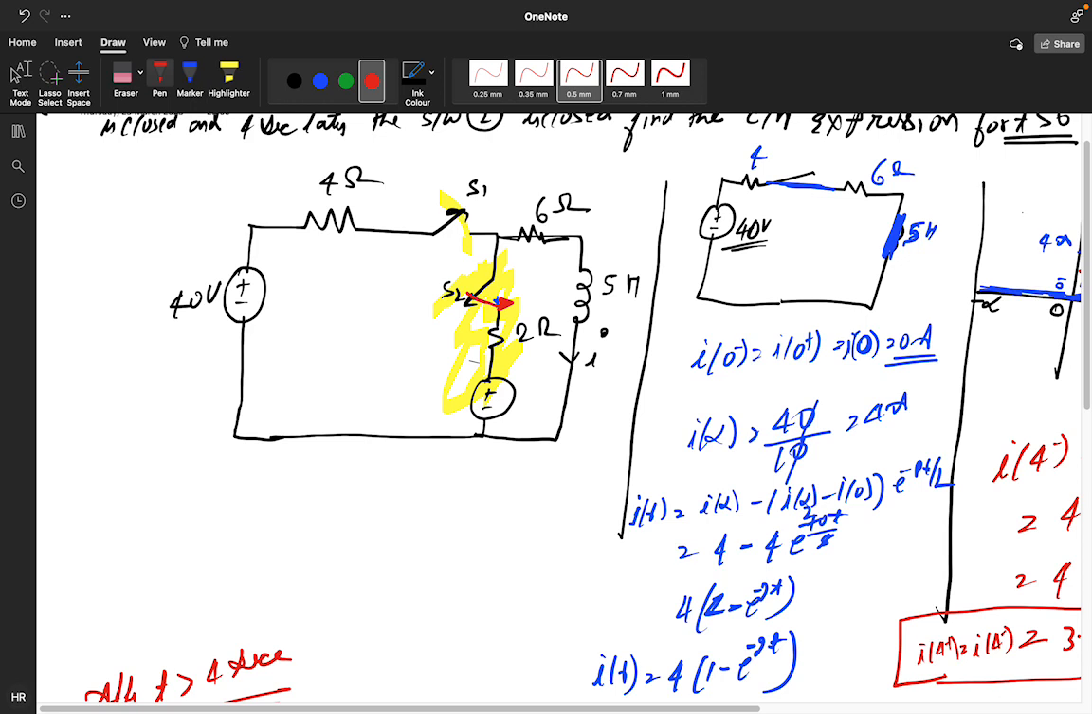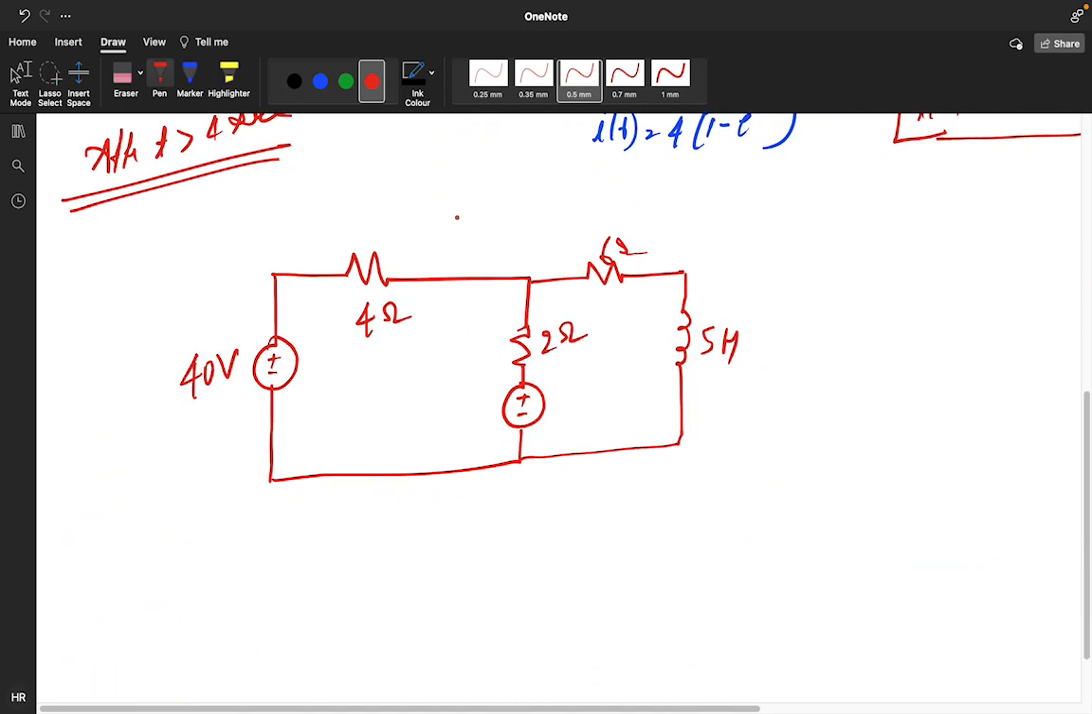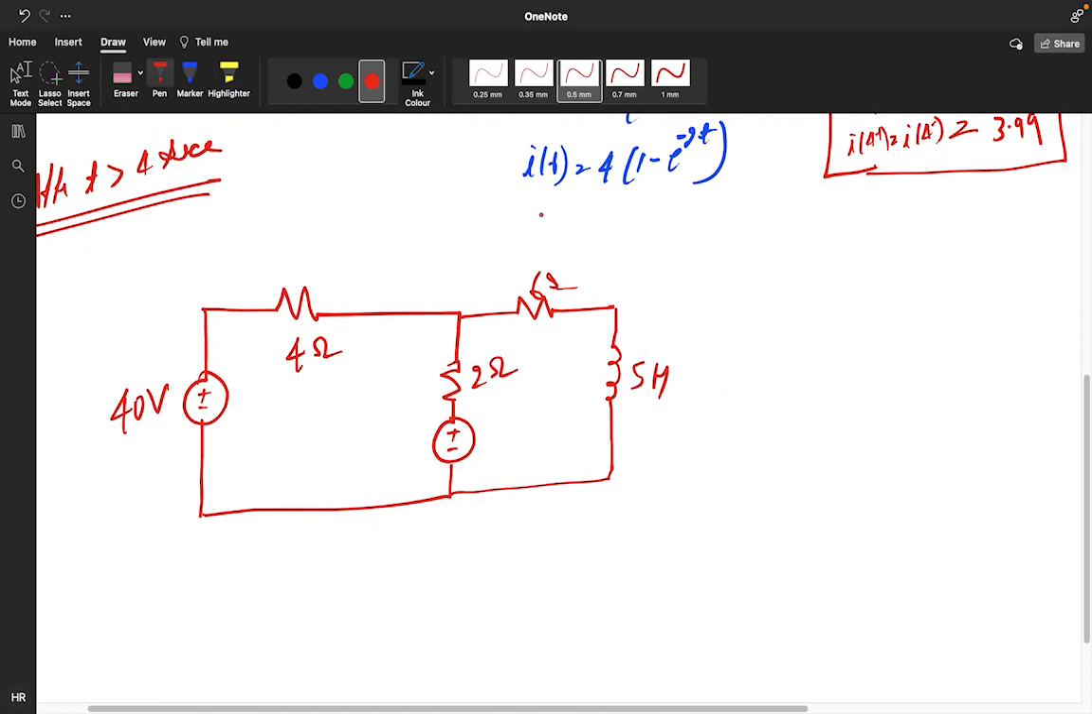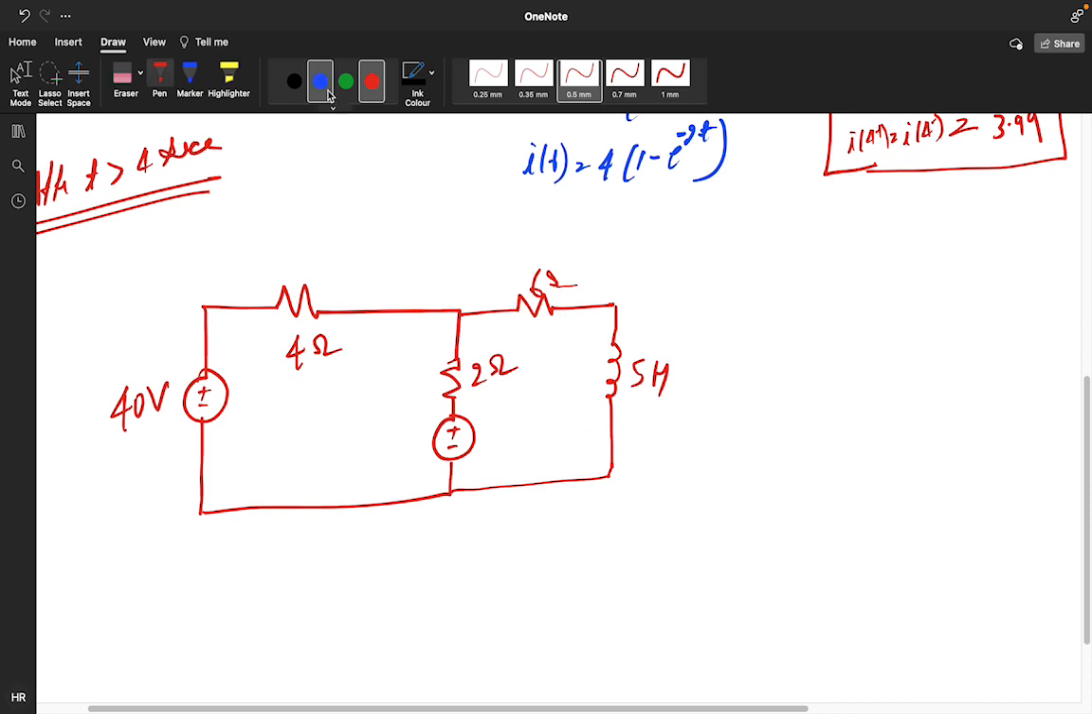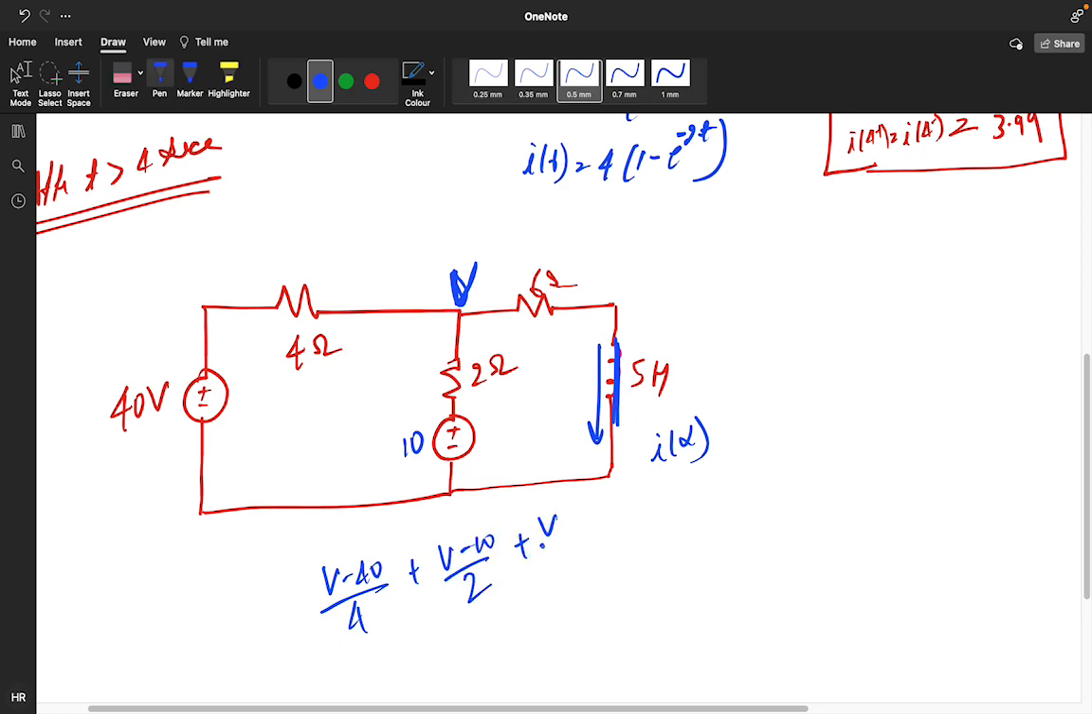Because they said that they will close the switch S2 at t is equals to 4 second, and they didn't say about S1. S1 will remain closed. So now you need to find the value of I of infinite for this current. So this will become short circuited. Assume V here and get the value. V minus 40 by 4 plus this is your 10 value. So V minus 10 by 2 plus V by 6 is equals to 0.